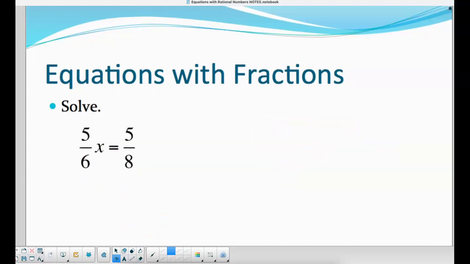Okay, last problem. Draw the line, circle the X. Okay, what are we doing in this problem? Monica? Multiplying, right? Okay, what's the opposite of multiplying? Dividing. But with fractions, do we ever really divide fractions? What do we do?